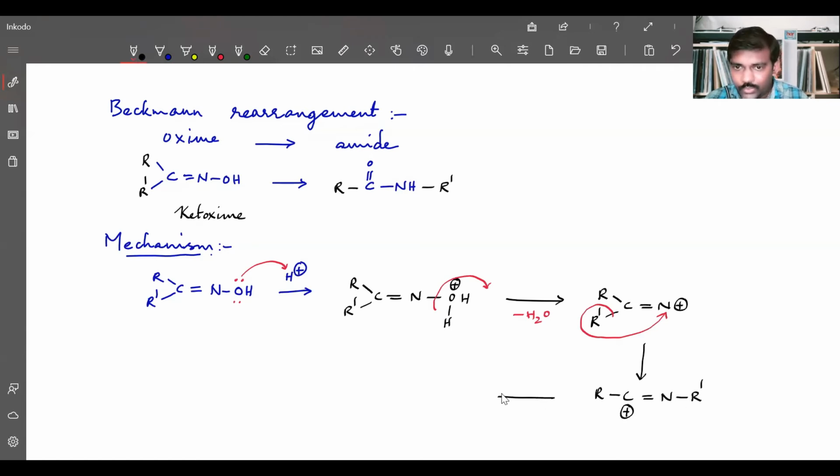Now there is a water molecule already there. In the previous step, the water molecule came out. So that water molecule will attach with carbon here. So here it attacks.